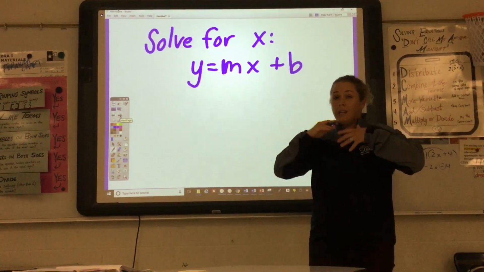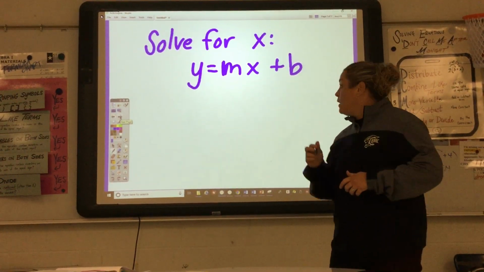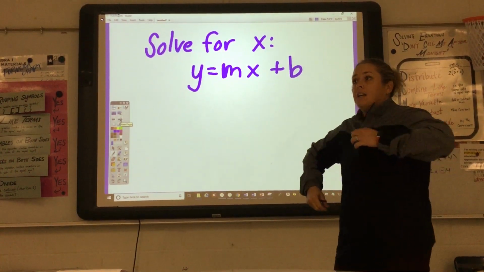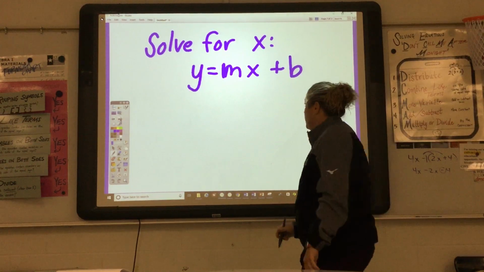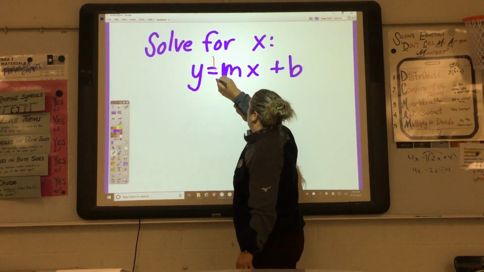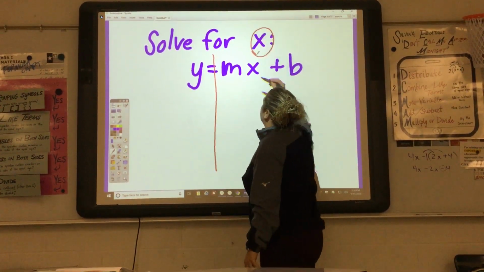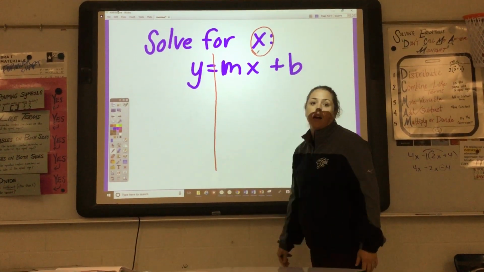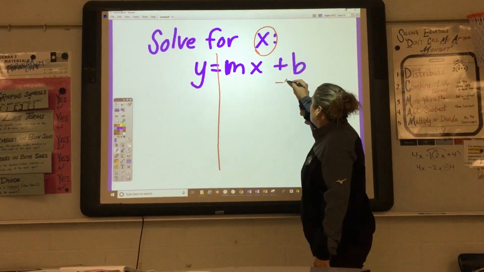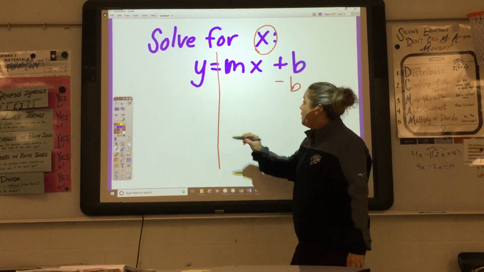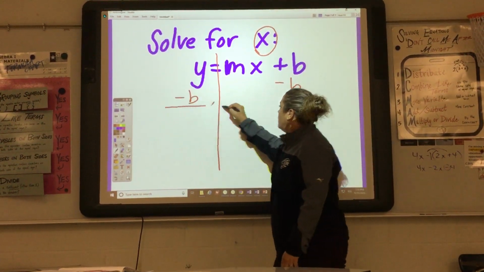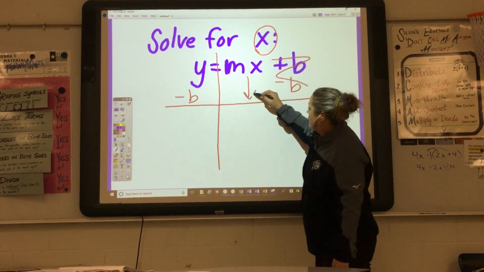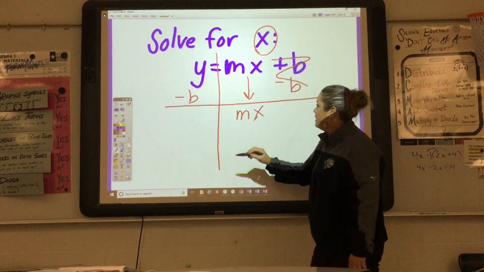Okay, so this is where it gets a little tricky. I'm going to solve this equation, y equals mx plus b. If you know what it is, slope-intercept form, which we will get into later. So I'm going to solve this for x, okay? Meaning I want x on one side and everything else on the other. So in this case, I'm going to subtract the b from both sides because I want to zero this out to bring down the mx, okay?